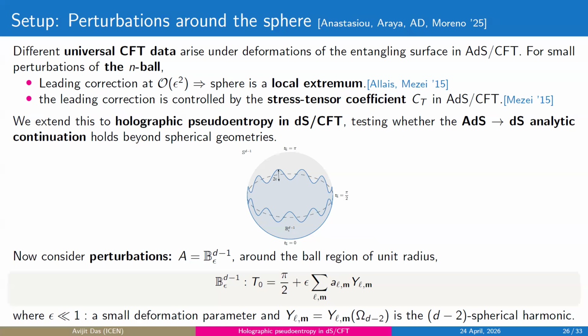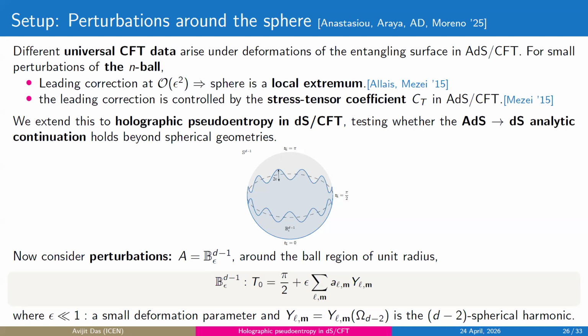So what we have done is basically deform our subregion. This shaded part is our deformation. This dashed part was our initial subregion, which was a spherical subregion, and we have deformed it harmonically using this deformation. Here you see this is pi by 2, because a sphere of unit radius in the Poincare patch is basically a constant T_0 equal to pi by 2 in the global patch. So that's why we have T equal to pi by 2, and then we have deformed it with a small parameter epsilon and a harmonic deformation, like a sine or cosine function.